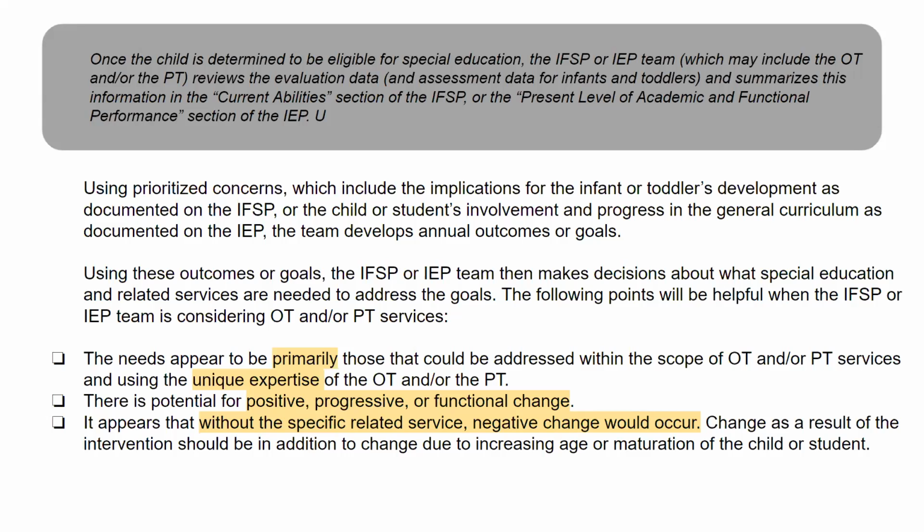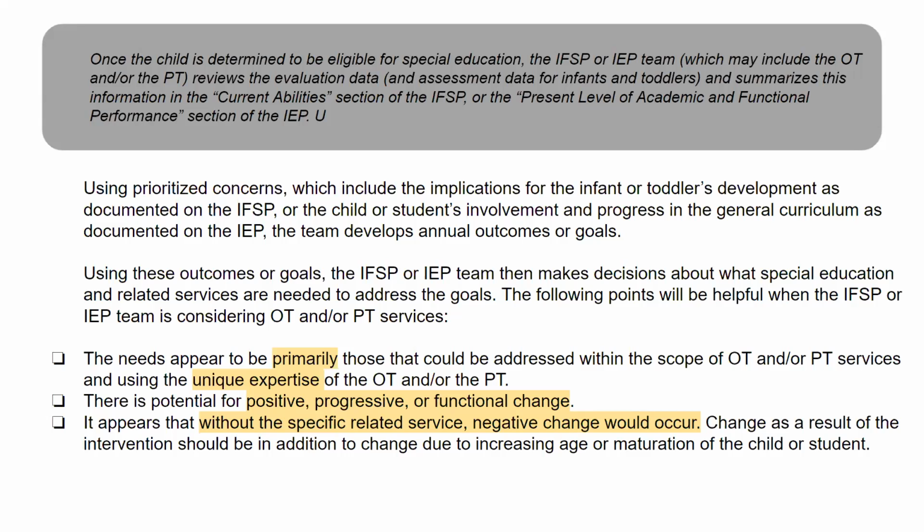If we have a student who is not making progress after 8 years' time, the team may want to have a discussion about, is there a chance and a potential for positive, progressive, and functional change as a result of these goals? Because if our goals are not working, we should be changing them annually anyway. But then we have discussions about, is this going to have a positive impact?